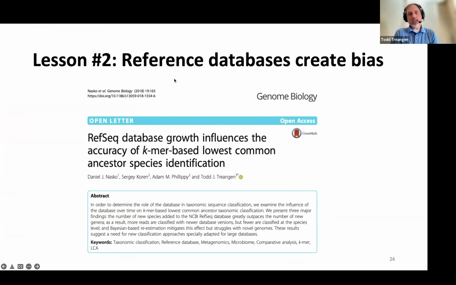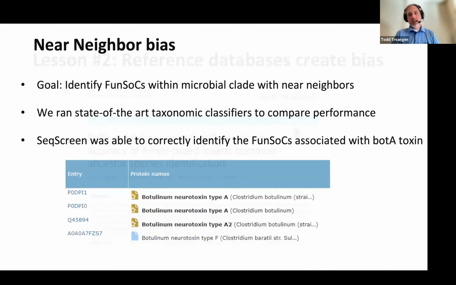And then lesson 2 is reference databases create bias. High level, I published a paper back in 2018 that really looked at a lot of the tools that I just described. When we're matching sequences to a database, the results we get back are obviously biased by the composition of that database. And that's what this paper describes. This is an open letter actually in Genome Biology that was published. So what do I mean by that? I'm going to give a short example.